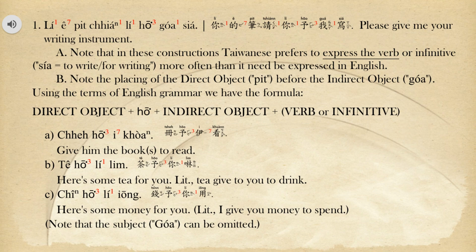A. 冊予你看 Give him the book to read. B. 茶予你啉 Here's some tea for you. C. 錢予你用 Here's some money for you. Note that the subject 我 can be omitted.